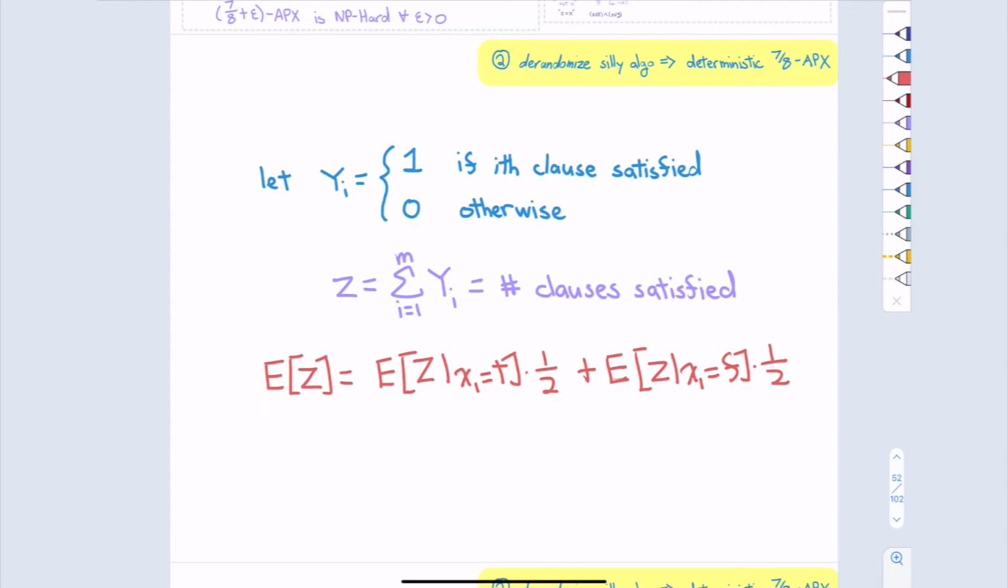If this was a really small value and this was a really small value, then their average must be really small. But the average is pretty good: it's 7/8 m. So one of these two choices must give you at least 7/8 m. Either x1 equal to true or x1 equal to false, if you fixed that and then flipped everything else randomly, you would get 7/8 m on average. So one of these choices is good, just by working through what average means.